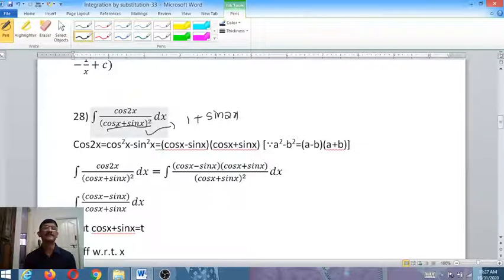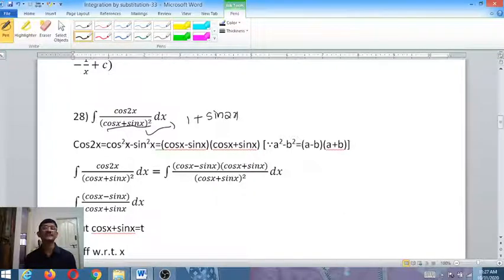So it is nothing but (cos x plus sin x) whole square. Now look at this. It is a different problem here. The cos 2x trigonometric formula is there. It's a multiple angle. Cos 2x is again cos square x minus sin square x.